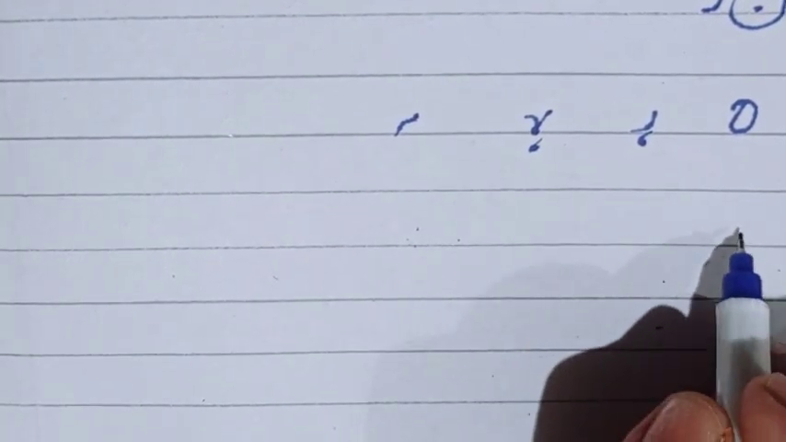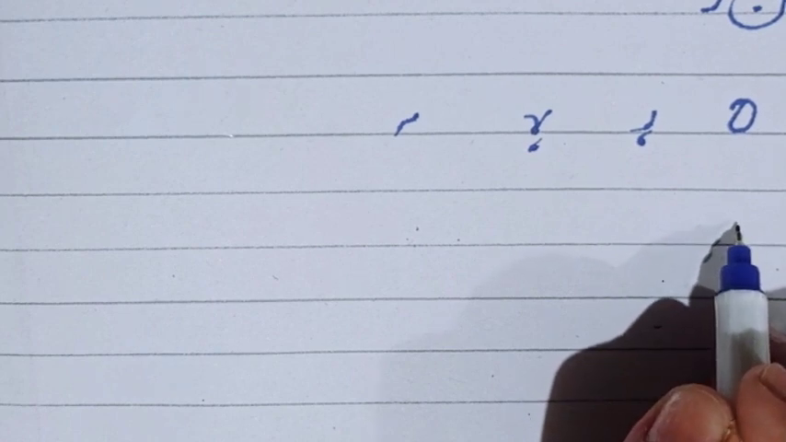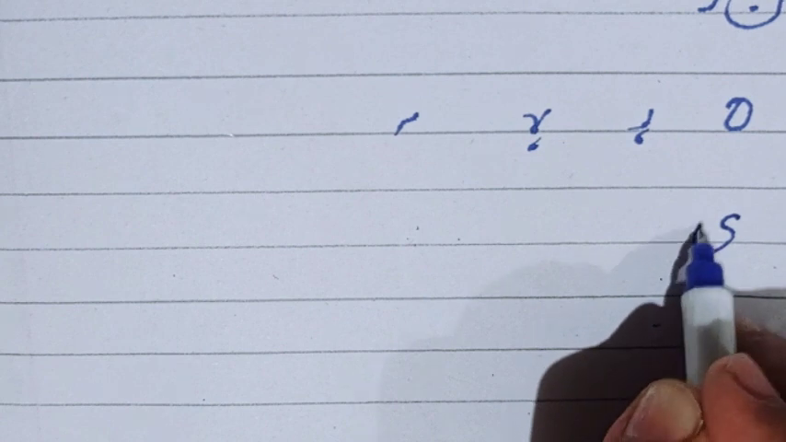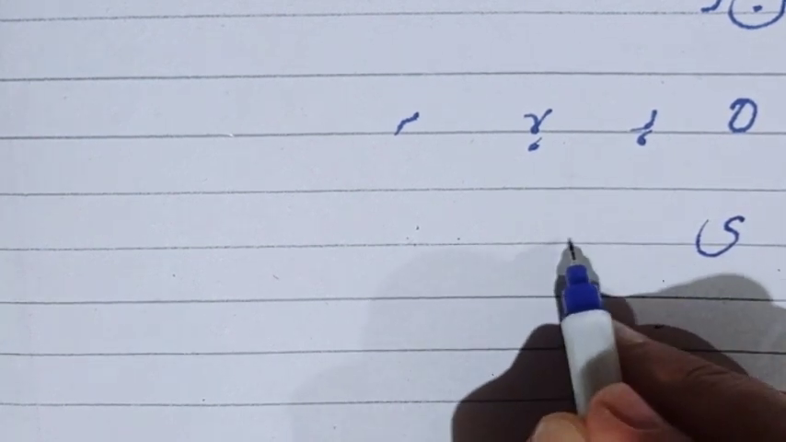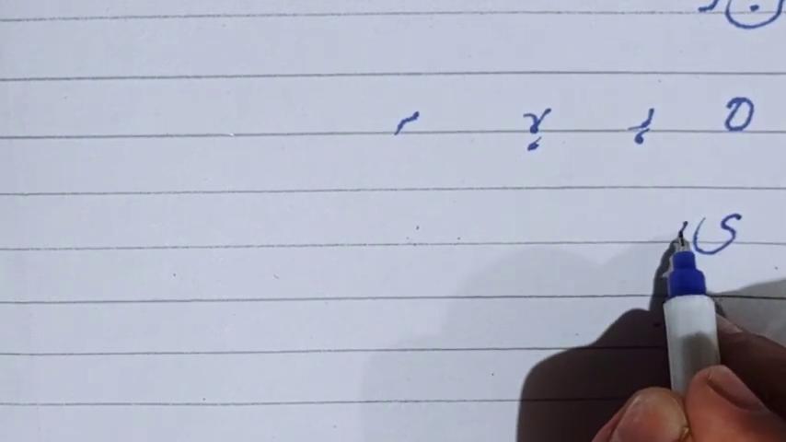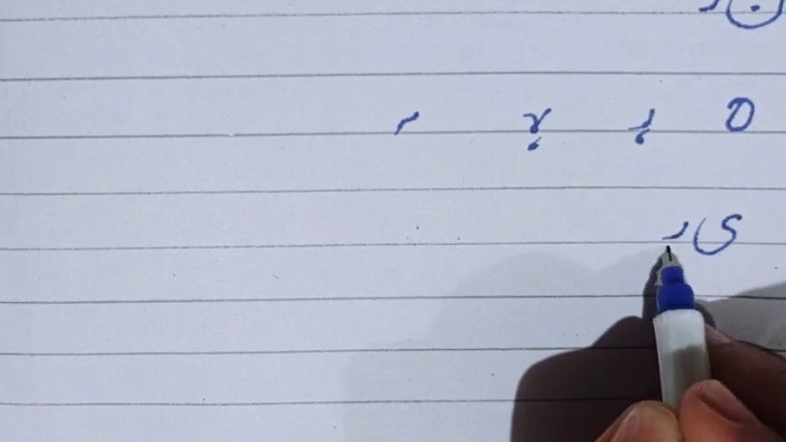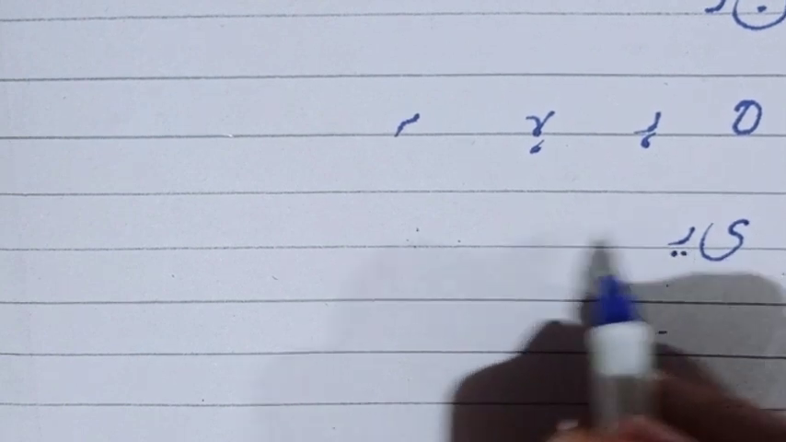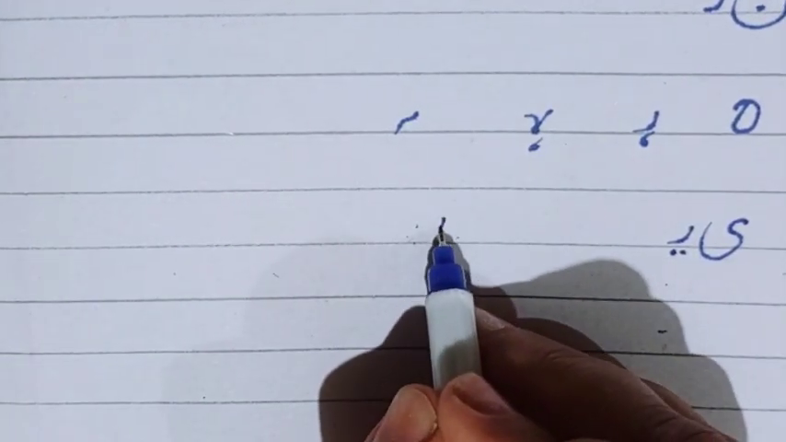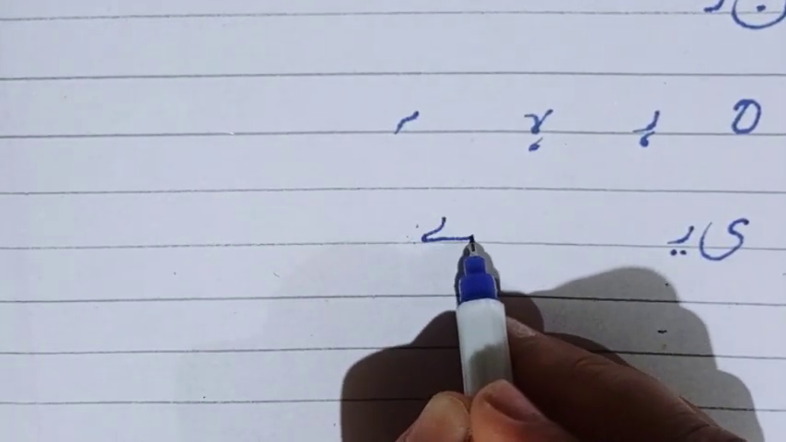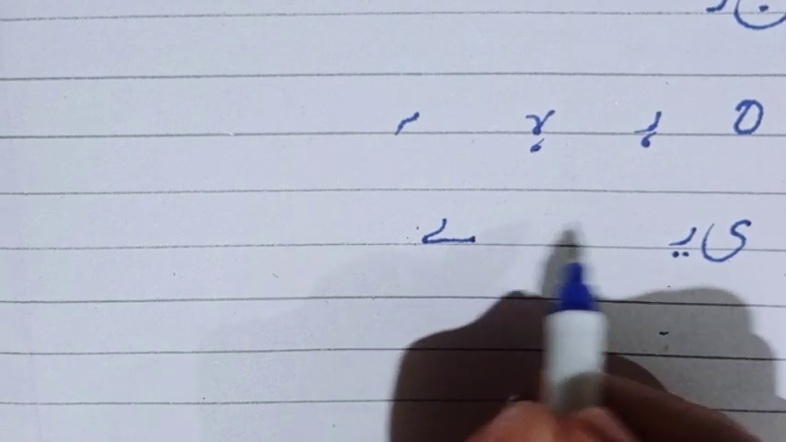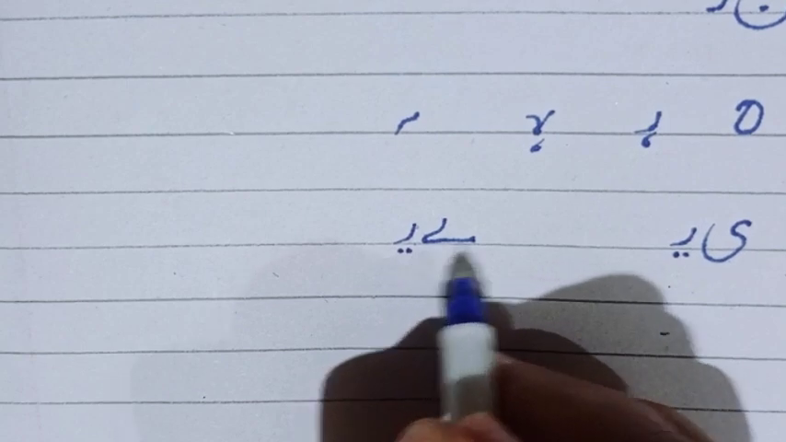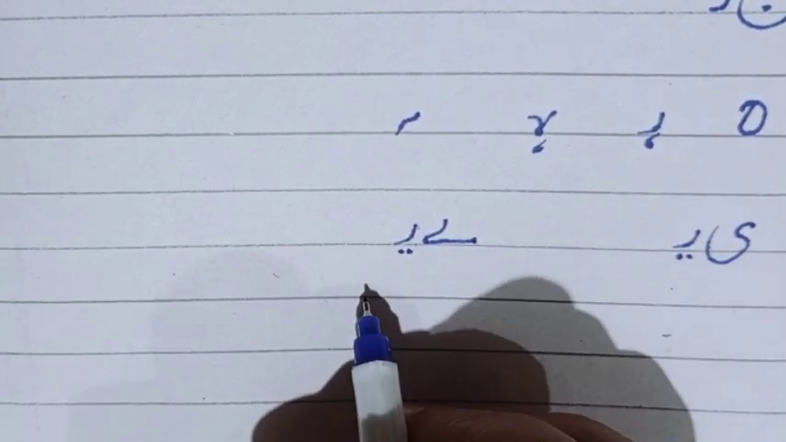So, the last two letters are Choti Ye and Badi Ye. This is Choti Ye, the short form of Choti Ye. And Choti Ye and Badi Ye, both short forms are the same. In this way, and then two dots underneath. Short form of Choti Ye, and then the last alphabet is Badi Ye. And Badi Ye also has the same short form as Choti Ye. So both of these short forms are the same.